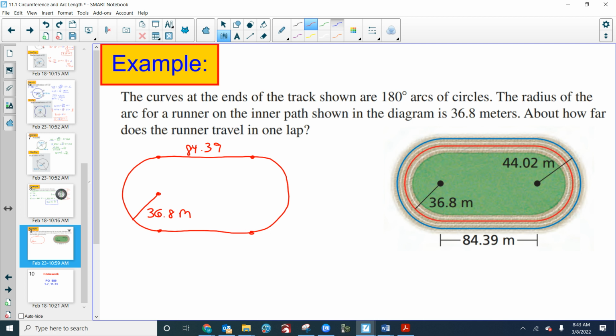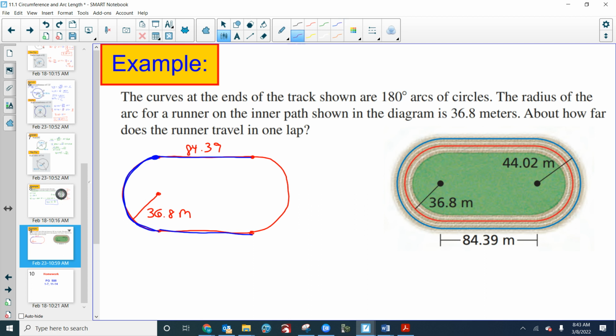Now, I'm not going to be able to completely do this one because I don't want to rush through a new lesson today. But I can show you how to do this. Wouldn't you do 84.39 plus 84.39 plus, not the circumference, what portion of the circle is that? What kind of arc is that? A quarter circle, semicircle? Semicircle, right? It's half of the circumference.